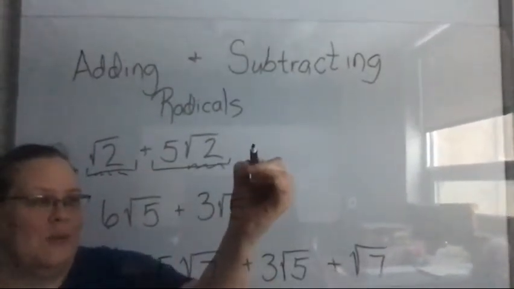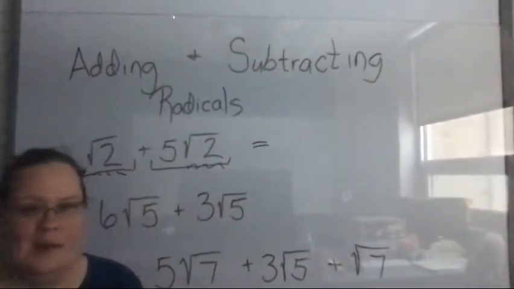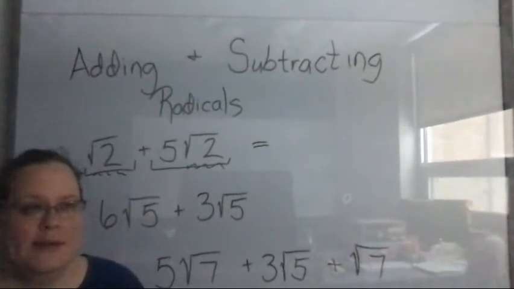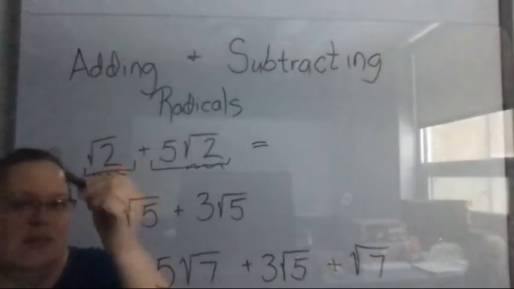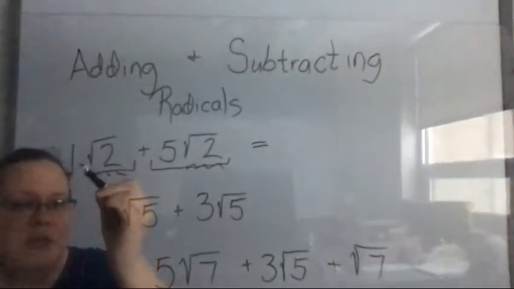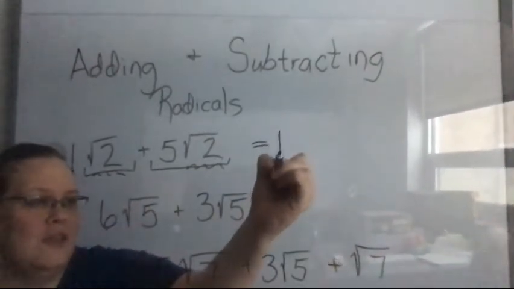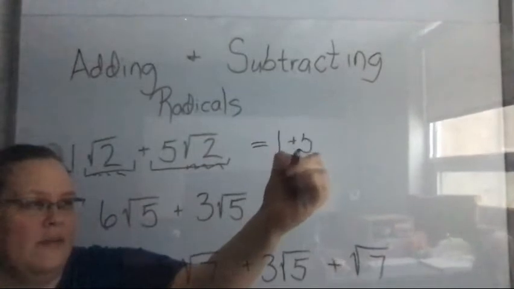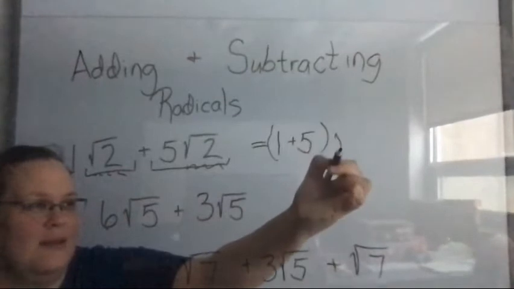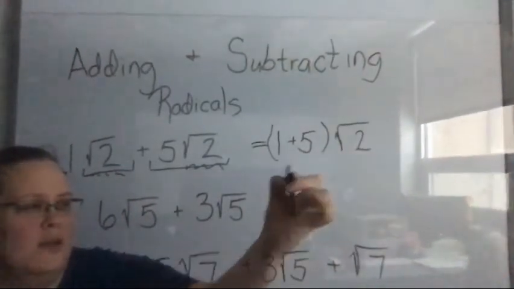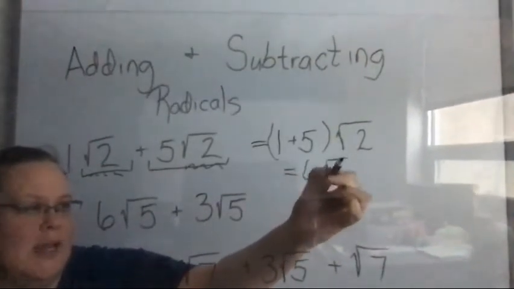And so when we add them, we're going to add the things on the outside and keep that like part the same. We're not going to do anything to that. Another important thing to remember is that if you don't see any number out in front of the radical, you can always assume that there's a 1 there. So when we put these first two together, we're actually adding 1 and 5 and then keeping that radical the same, so it would still be square root of 2. So our answer for this first one will be 6 times the square root of 2.